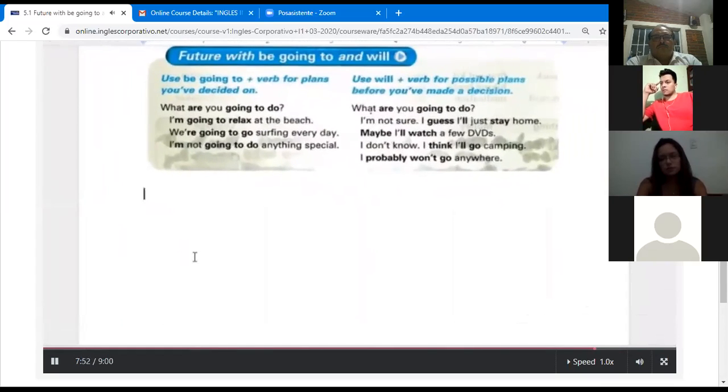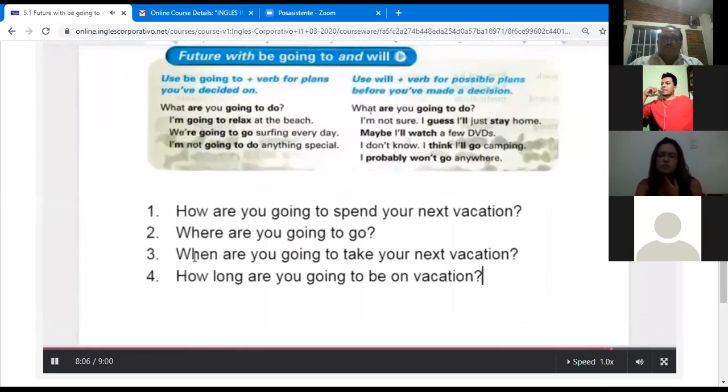The last thing that I would like for you to do is to think about your next vacation and make a plan of where you want to go, and then within that plan, think of all the possibilities, and of course, use this topic that we're covering today in class. So you may use these questions to help you with this exercise.